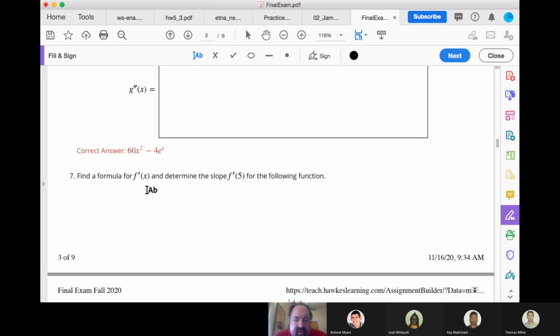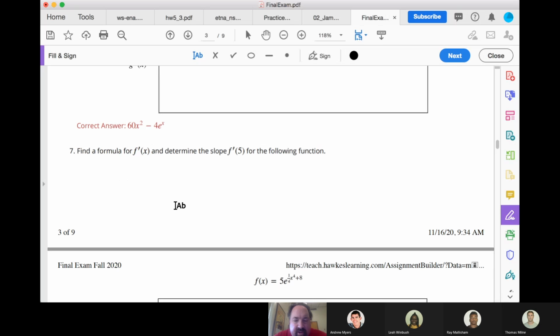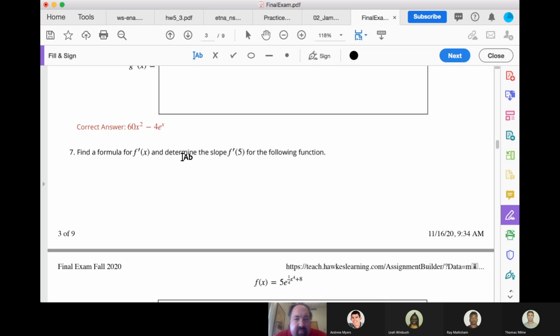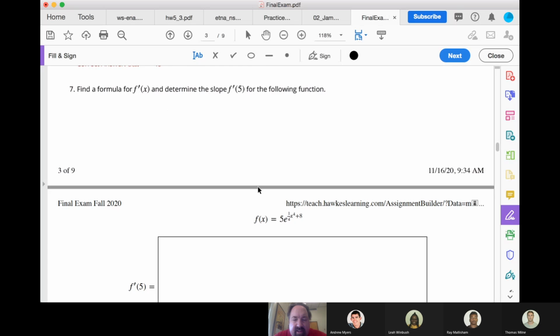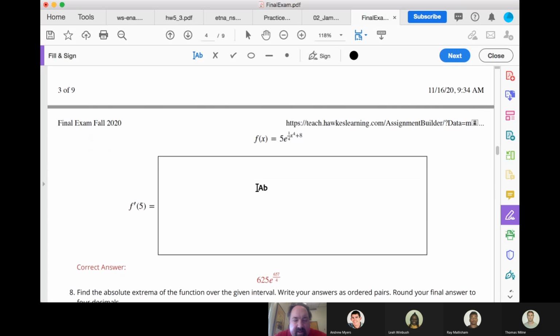Okay, so here we're going to give a function on the next page. Okay, there it is. And determine the slope f prime of 5. So we're going to take the derivative and then set x equal to 5.